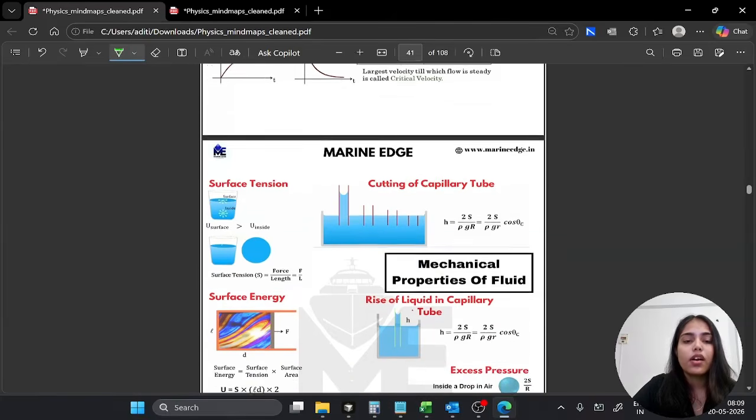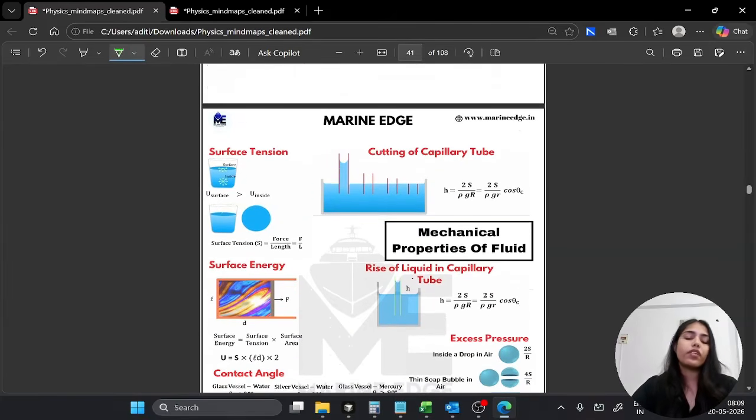Now, next is surface tension. Whenever we have a surface, there is a horizontal tension along the surface that is maintained. You might have seen it when you have a glass of water and you add one extra drop. Even if the glass is full, the drop does not fall down because the surface is stretched. And the tension on the surface is always greater than the tension inside.